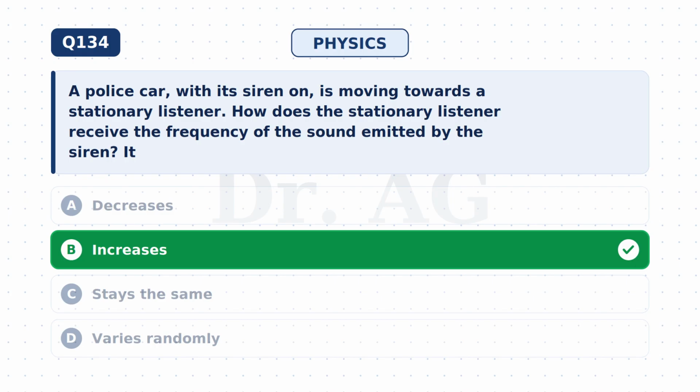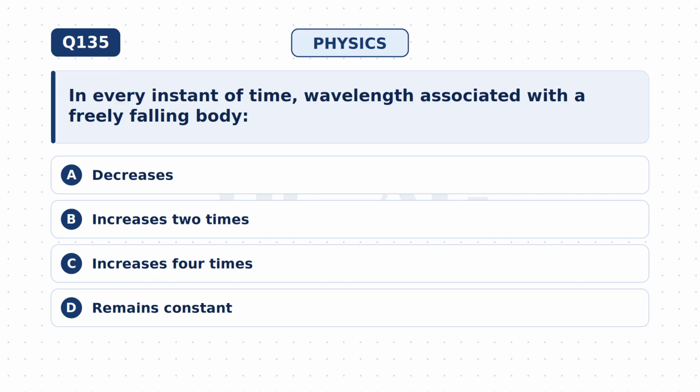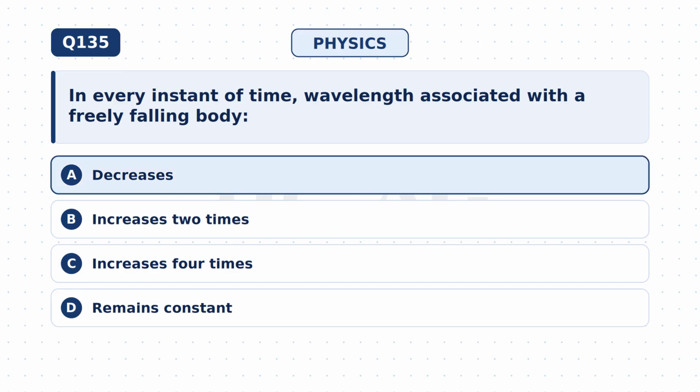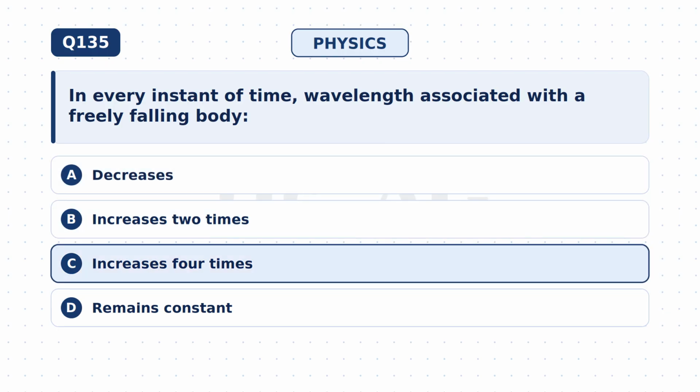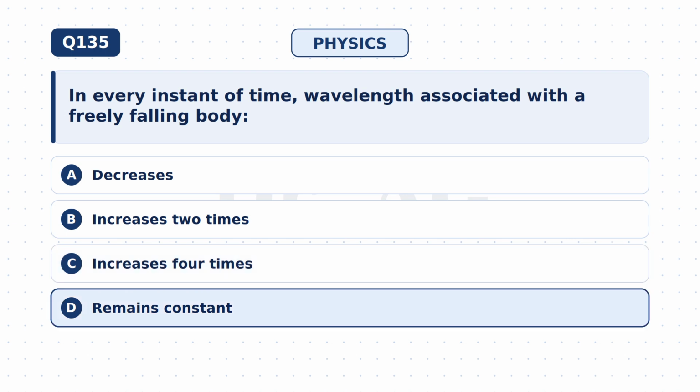The correct answer is B. Increases. Question 135. At every instant of time, the wavelength associated with a freely falling body. Option A. Decreases. Option B. Increases 2 times. Option C. Increases 4 times. Option D. Remains constant.